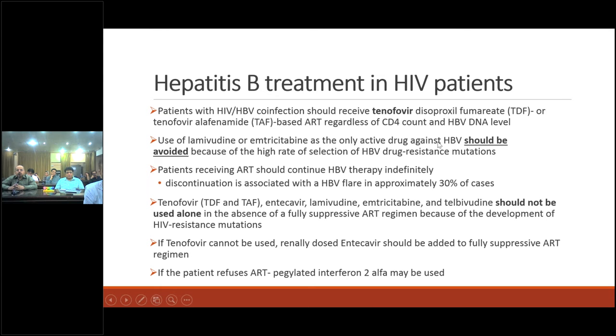These patients with chronic hepatitis B, and I will talk about this in the future, will need therapy, particularly when they're co-infected with HIV. They will need liver fibrosis staging, and they will need screening for hepatocellular carcinoma.